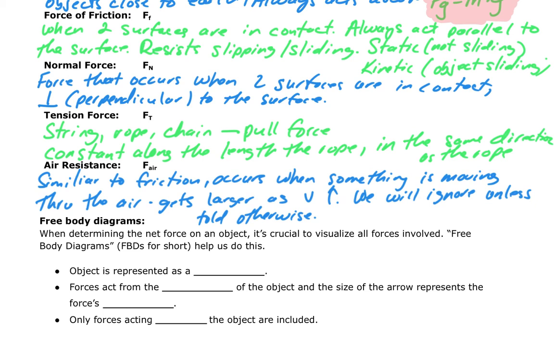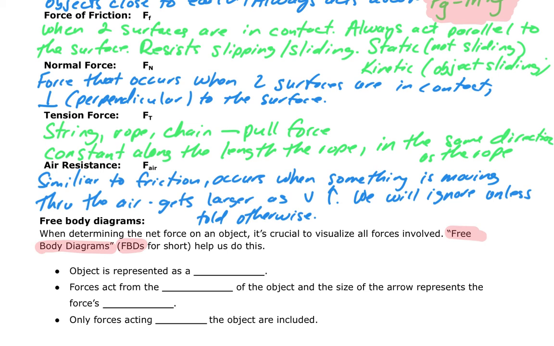When we're determining the net force on an object, it's really crucial to visualize and understand all the forces involved. So a free body diagram allows us to do this. We're going to do a lot of free body diagrams over the next couple of days, and when we write, a lot of times we call them FBDs, just because physics teachers like to take shortcuts. Okay, so here's how we're going to do our free body diagrams.